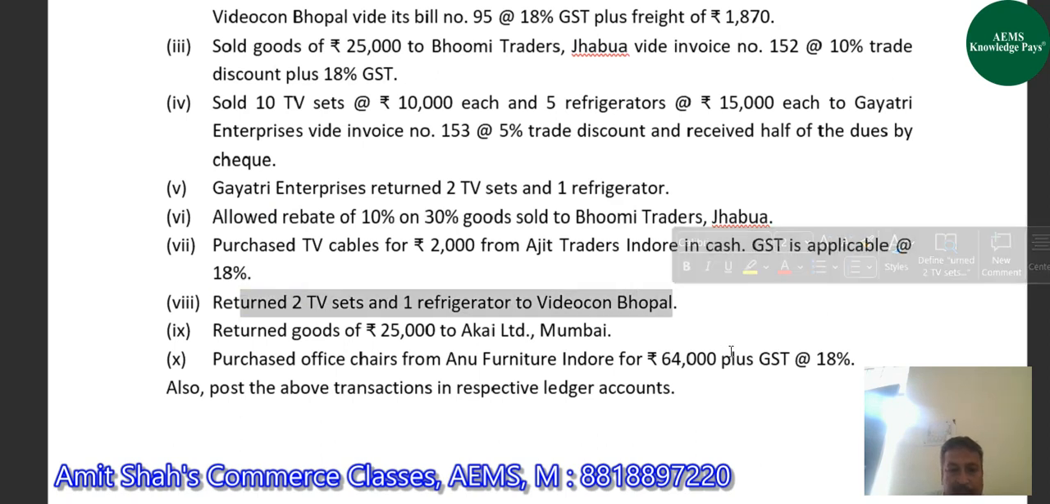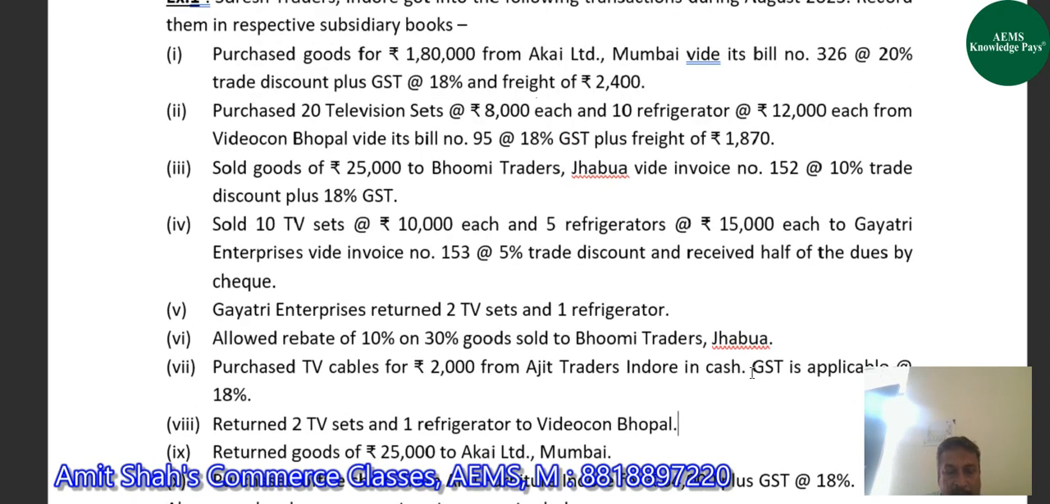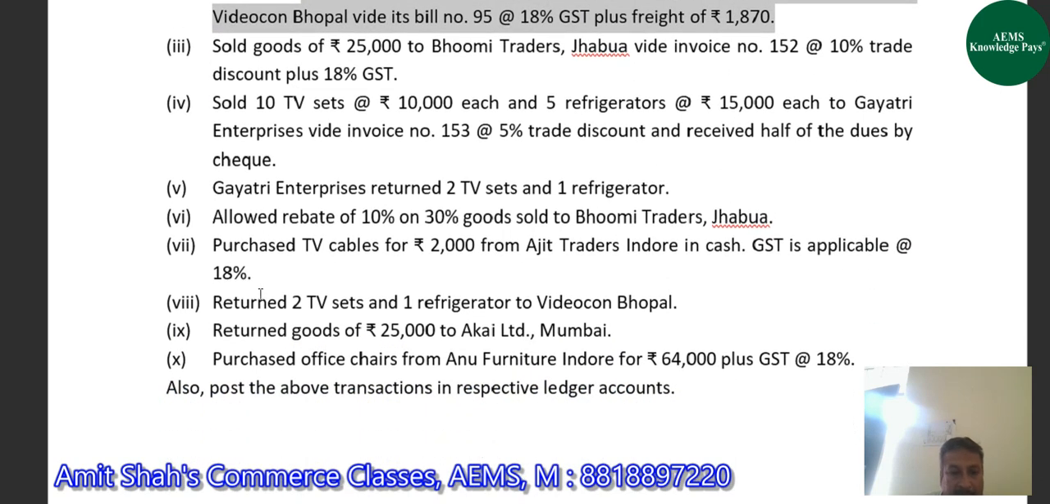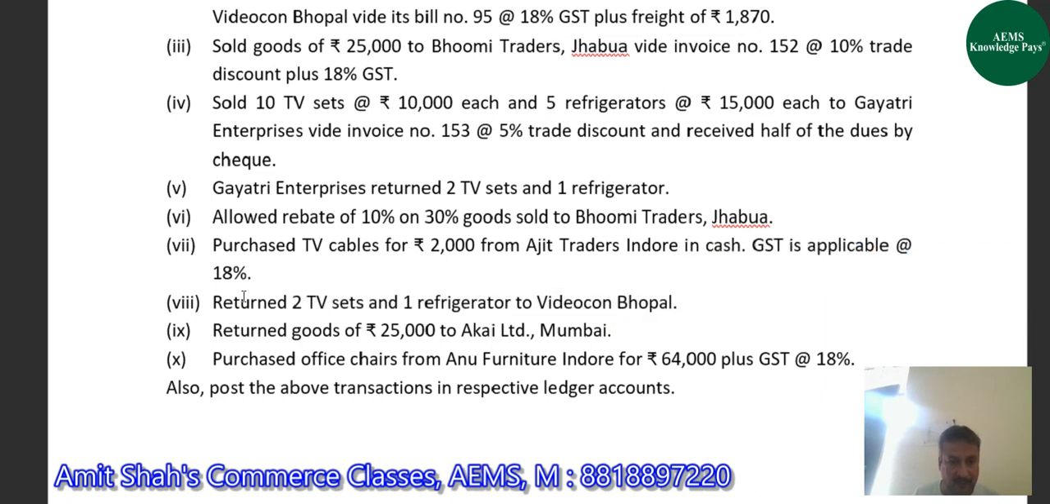We have returned two television sets and one refrigerator to Videocon Bhopal. So we purchased television sets and a refrigerator at a given price that we know. Now, guys, this transaction will go to purchase returns book. The return of both these transactions will go to purchase return book.